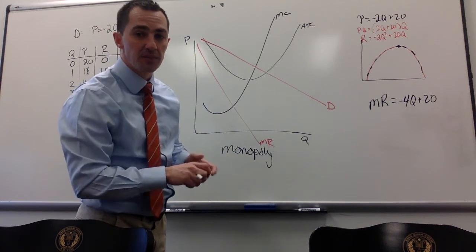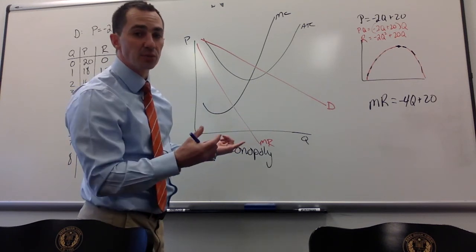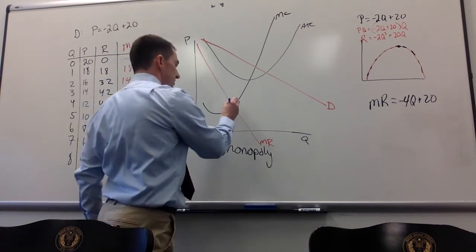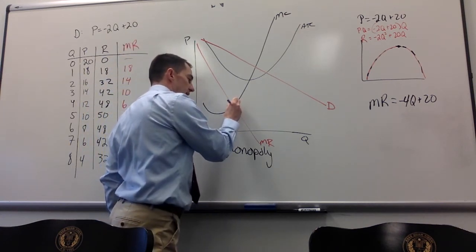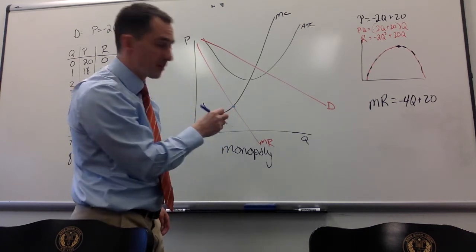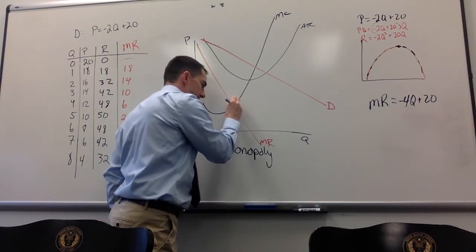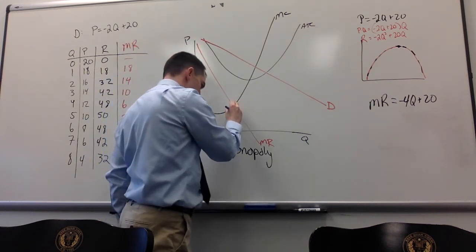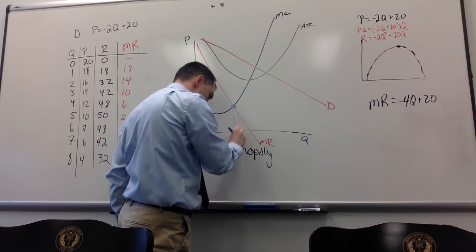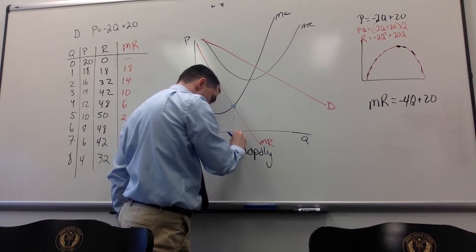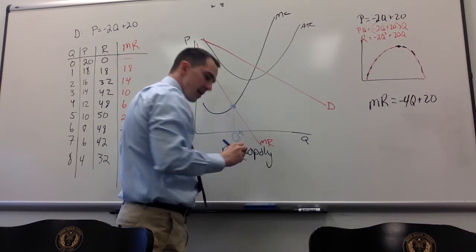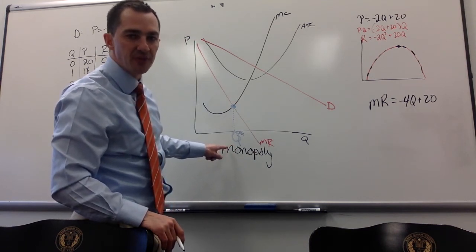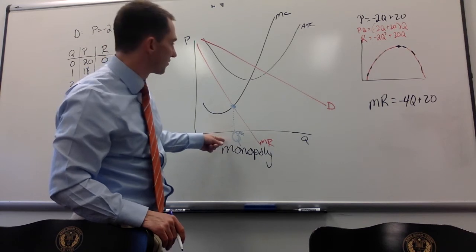Because when does a firm maximize profit? Same rule applies. When marginal revenue equals marginal cost. This is the point at which marginal revenue equals marginal cost. That's the quantity that maximizes profit for a monopoly firm.